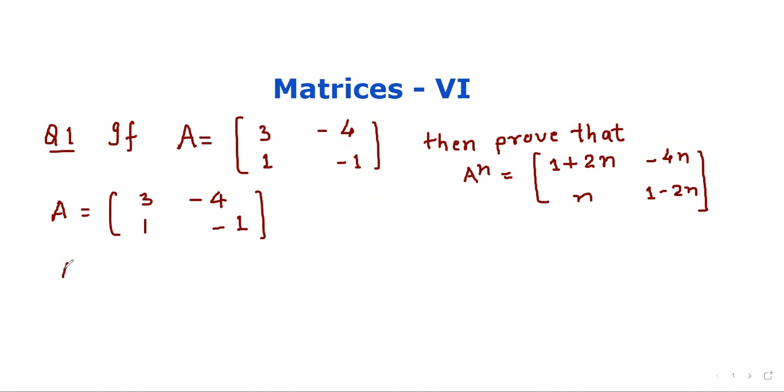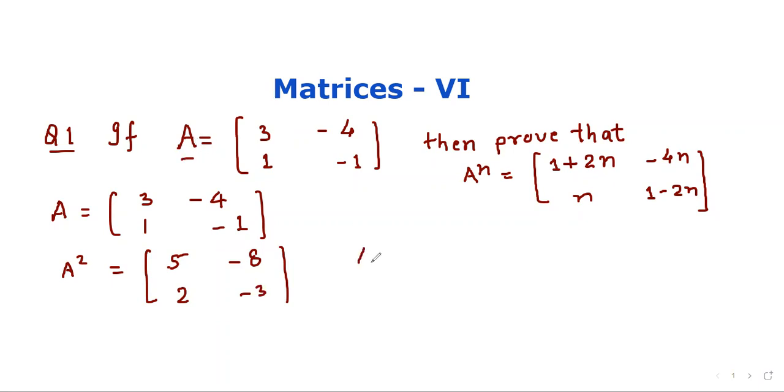Now let's find out A squared. So here we are going to put n equal to 2. So we will get 1 plus 2 into 2, which is 5. And if we write 2 here, it will become minus 8, and this will become 2, and this will become 1 minus 4, which is minus 3. Now let's see whether we are getting the same result from direct multiplication.